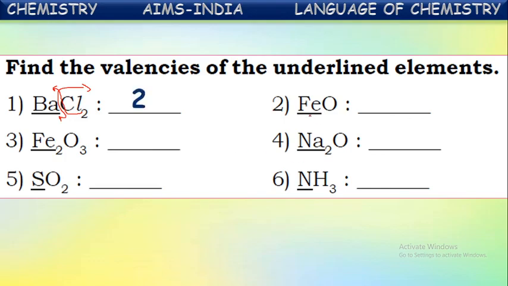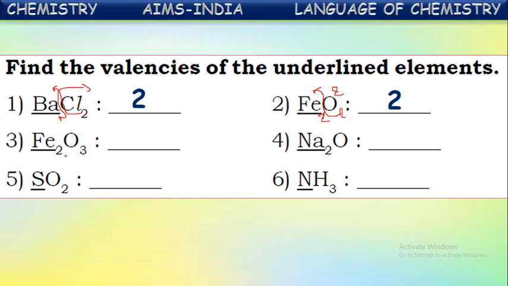Here also, observe the valency of iron in FeO. We know the valency of oxygen as 2. So we should get here 2, but here only 1 is there. So we have to multiply these with 2. So it becomes 2. This 2 will come as the valency of iron in this compound. So the valency of iron in FeO is also 2.